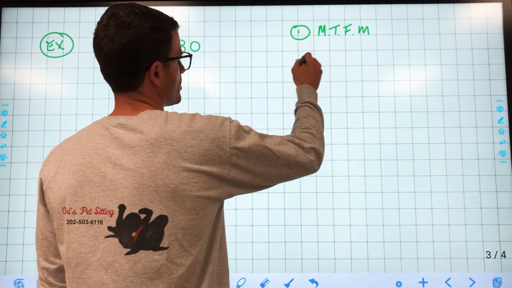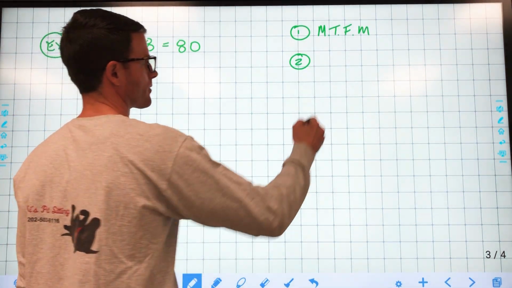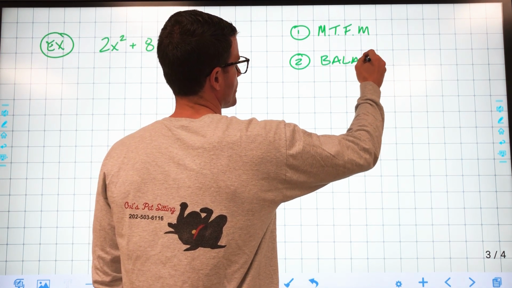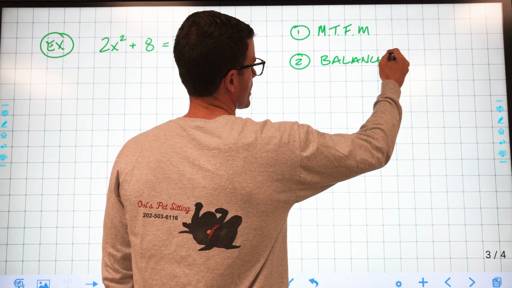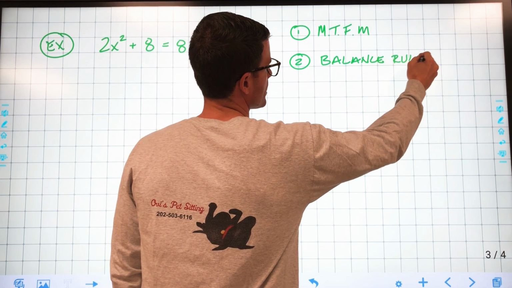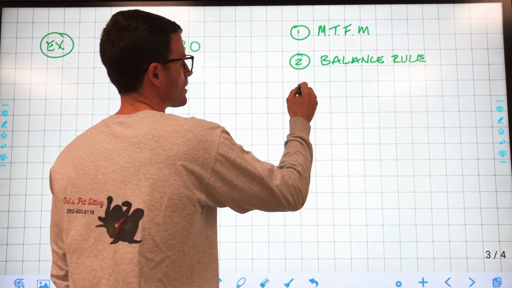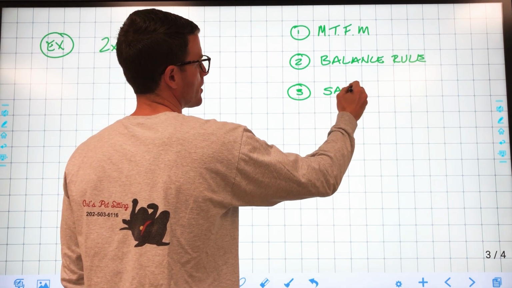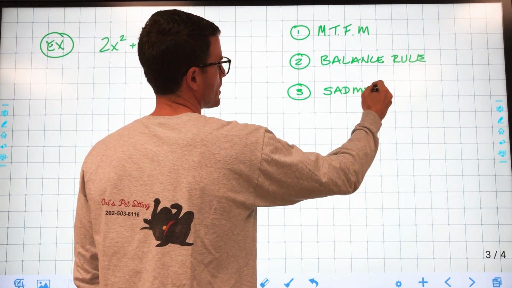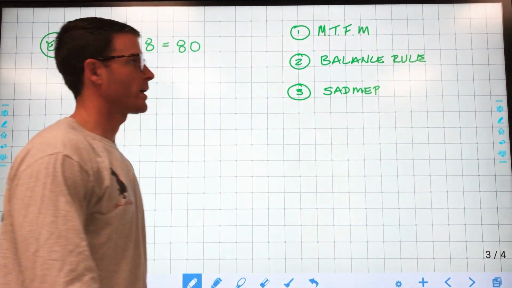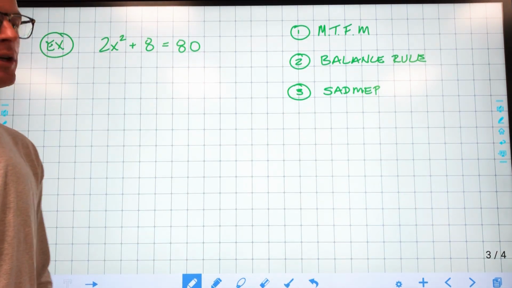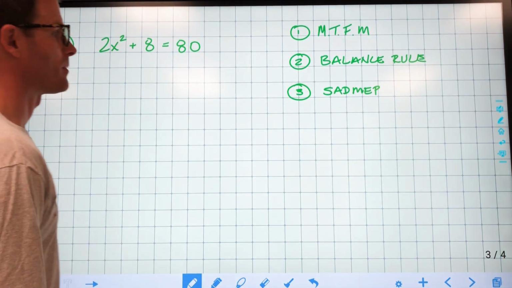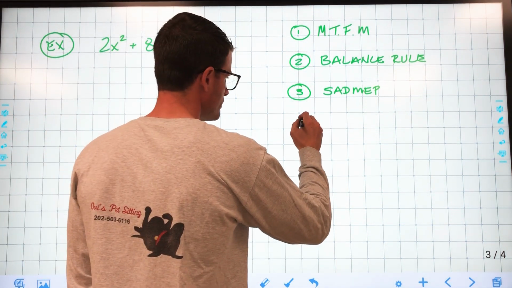All right, number 2 is once we identify our math trick for morons, we need to apply the balance rule. So if I undo something, I need to make sure I do it to both sides. Number 3 is SADMAP. We are going to use SADMAP to help us identify which math trick for morons we should do first. SADMAP is just PEMDAS in reverse.